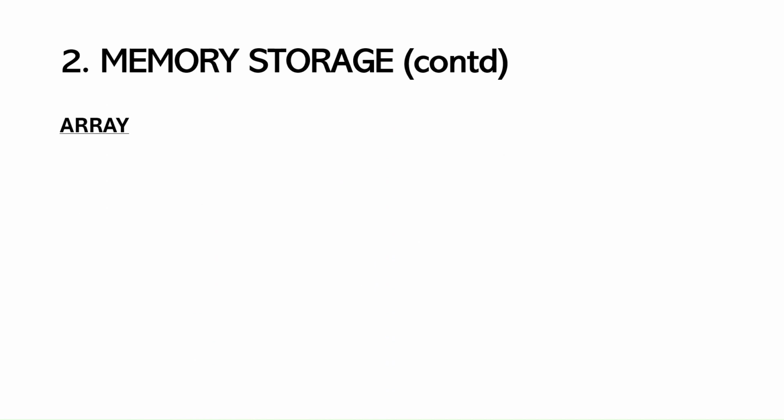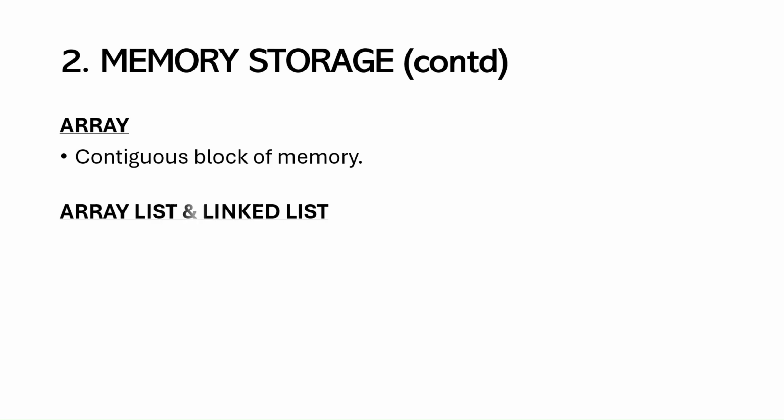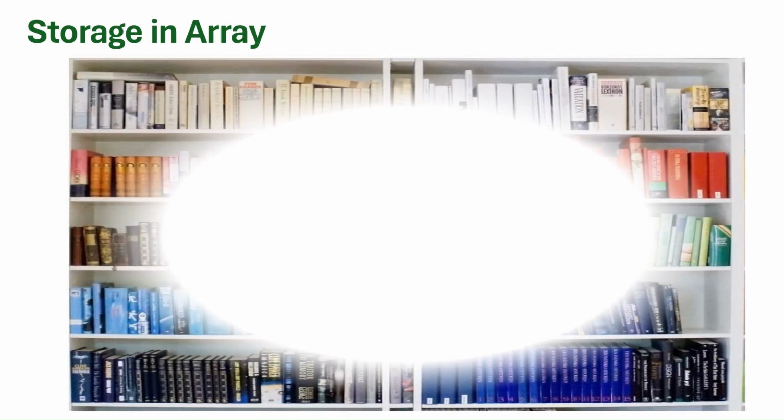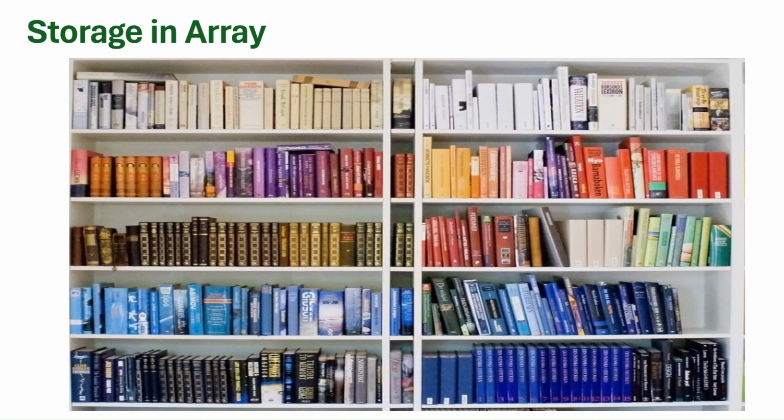Elements in an array are stored in a contiguous block of memory, whereas ArrayList and LinkedList are not contiguous block storage data structures. Let me explain what it means in the next slide. First up, we have arrays. Picture arrays as neatly arranged like books on a shelf, occupying a contiguous block of memory. This sequential arrangement facilitates rapid access and systematic retrieval.